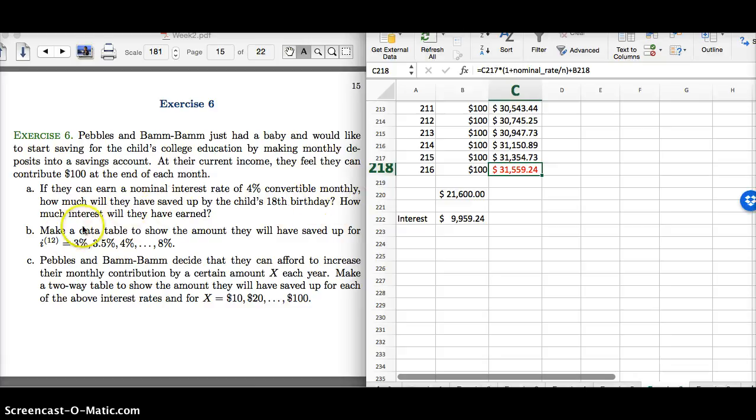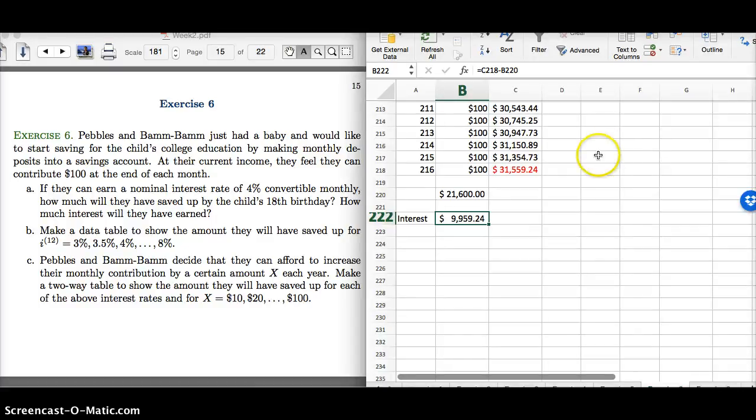The second part is how much interest will they have earned? Whatever money is in the account apart from the deposits is interest. The deposits add up to $21,600, 100 times 216. So the interest would just be 31,559.24 minus the 21,600. So they've earned approximately $10,000 in interest.